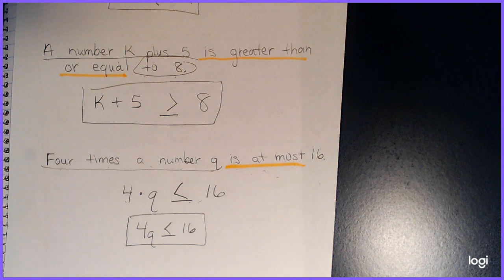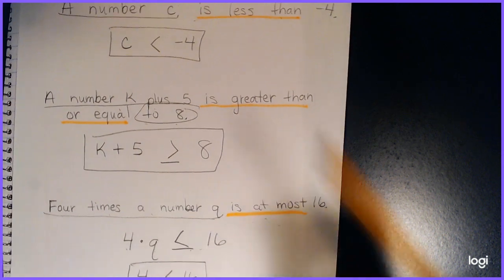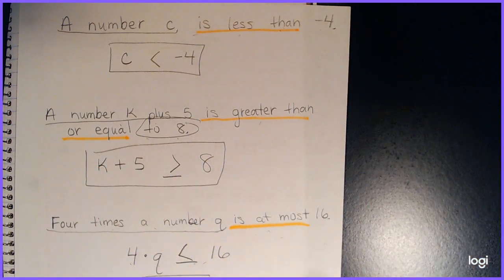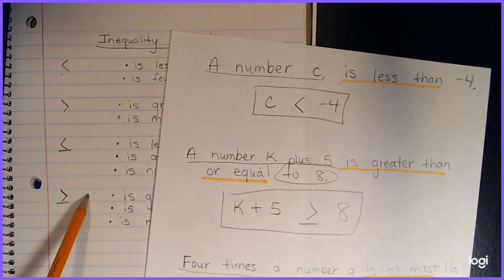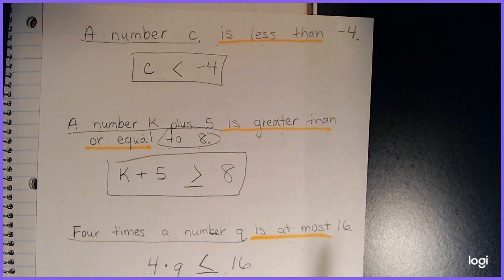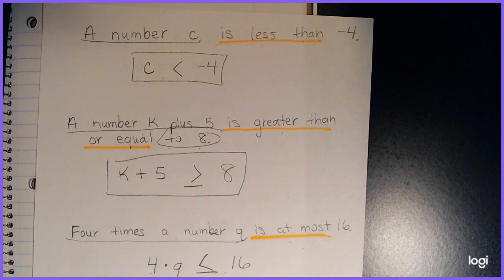All right, so this is how we write inequalities. We look at the statement, we find the phrases that match with our inequality symbol, and then we go ahead and add our variable and then our numbers. All right, well, let's continue on with something else dealing with inequalities.